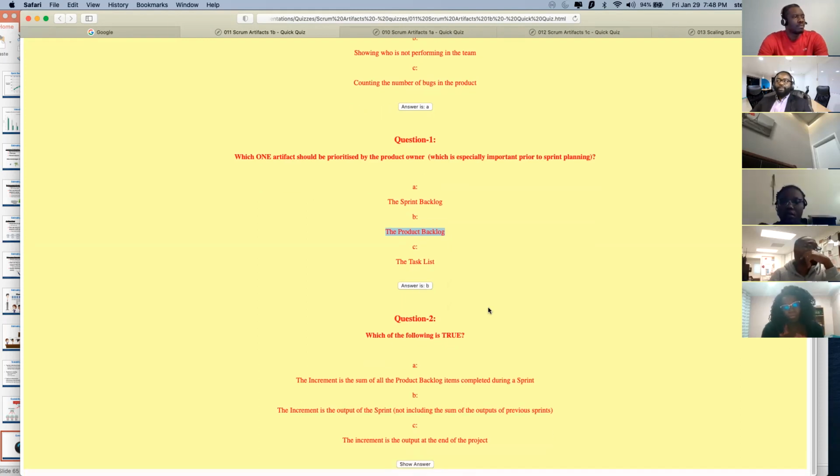Okay, next one, which of the following is true? A, the increment is the sum of all the product backlog items completed during the sprint. Now remember, I also emphasize this many times. What is the definition of a product backlog, a sprint backlog, and an increment? So which one is true? B, the increment is the output of the sprint, not including the sum of the output of previous sprints. C, the increment is the output at the end of the project.